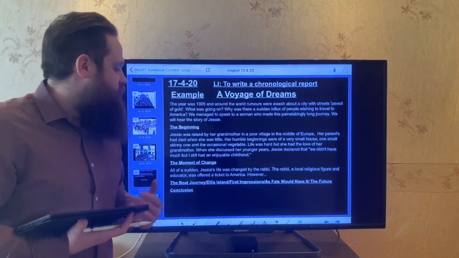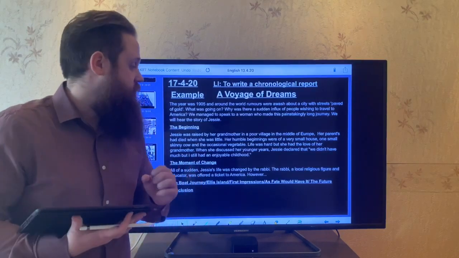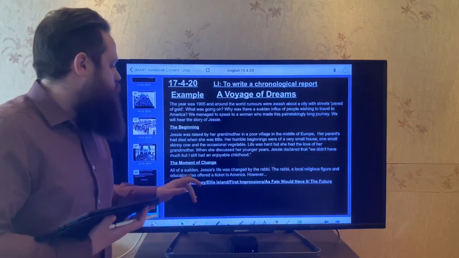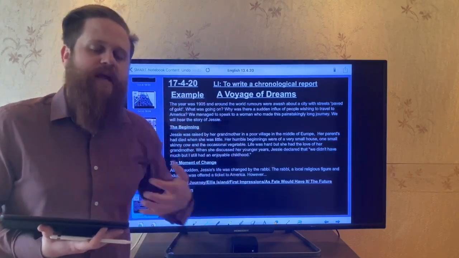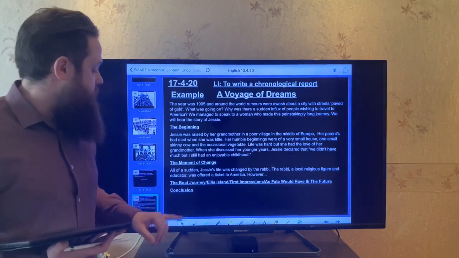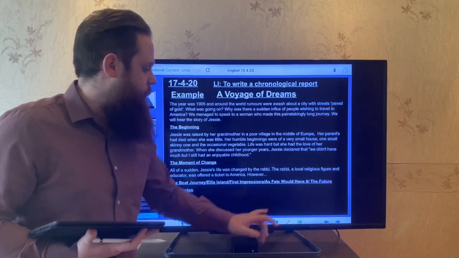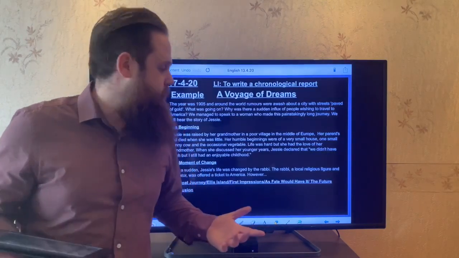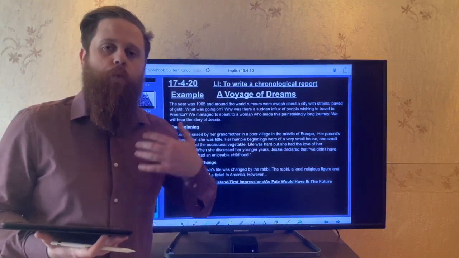The moment of change, when it all changed. All of a sudden, Jessie's life was changed by the rabbi. The rabbi, a local religious figure and educator, was offered a ticket to America. However, and then I would keep going and going and going, of course I would. And then I'd have further subheadings, maybe the boat journey or Ellis Island, first impressions of America, as fate would have it when she meets Lou again, the future, and of course my conclusion about what I have talked about in my report.